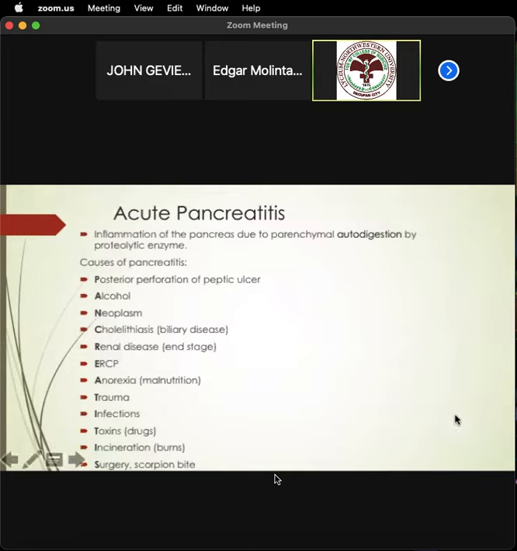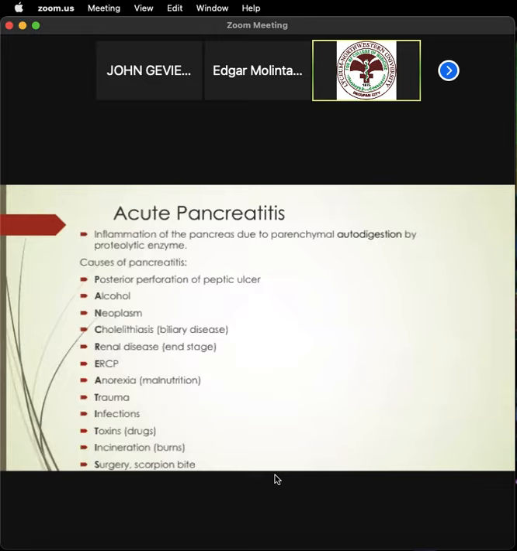Okay, let's go with the first pathology of the pancreas, which is a very common pancreatic pathology, which is acute pancreatitis. Okay, so pancreatitis is an inflammation of the pancreas due to the parenchymal autodigestion by proteolytic enzymes. Okay. So what are the causes?